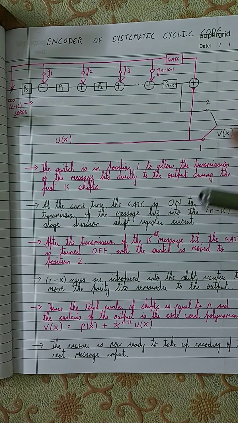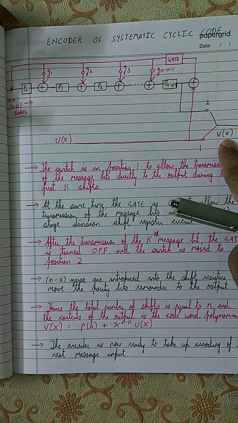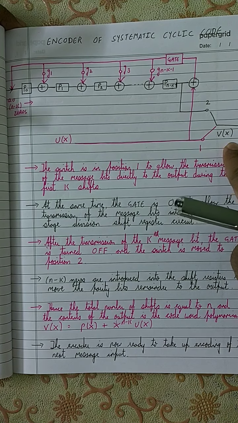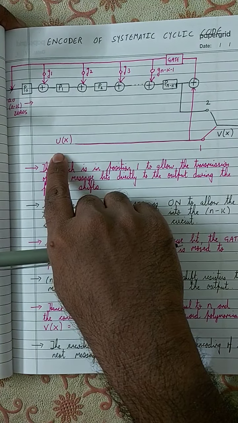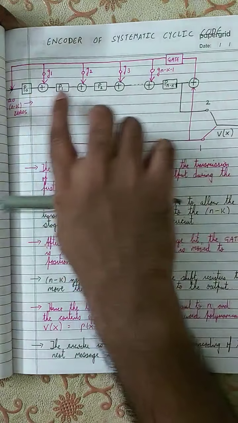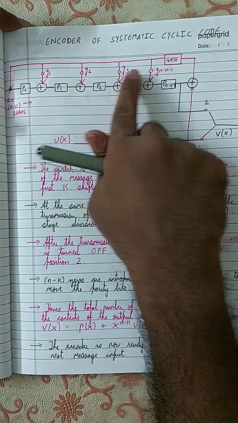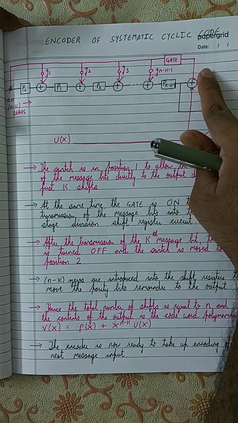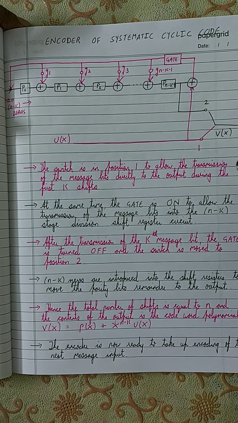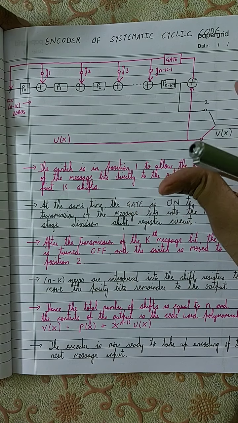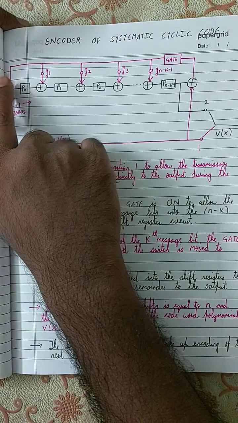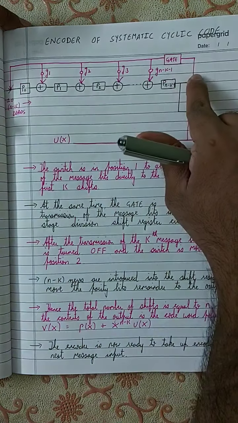Which means here you will have n as the number of output bits, and the number of input bits will be k, and hence you will get a generator polynomial, and this represents g0, g1, g2, g3, g(n-k-1), and finally g(n-k). And we already know that for the generator polynomial of a cyclic code, the coefficient of the first term and the last term will always be 1.